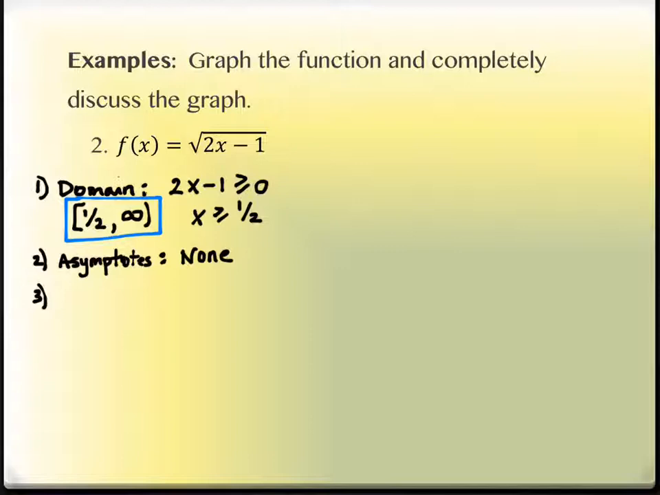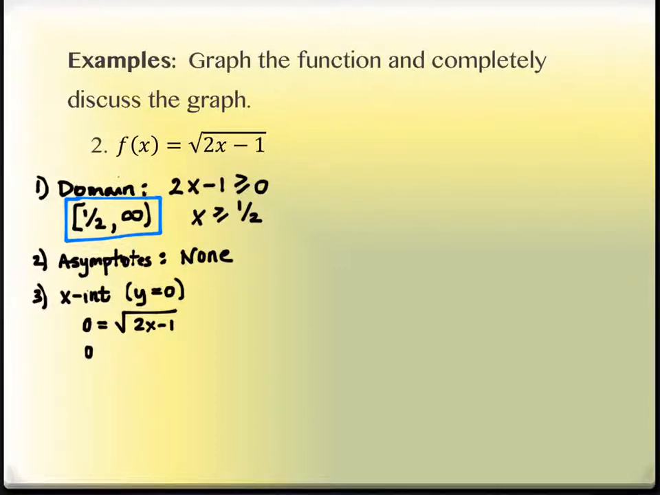What was the third step? Intercepts. We have two types. We have the x-intercept. We have the y-intercept. So let's start with the x-intercept. What do we do to find the x-intercept? Yeah, you said y equal to 0. So y equals 0 means that I have 0 equals the square root of 2x minus 1.